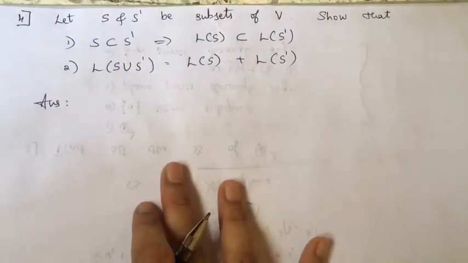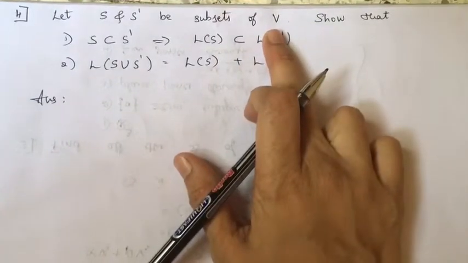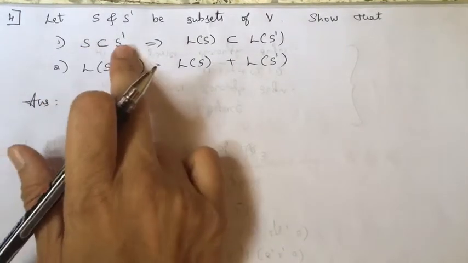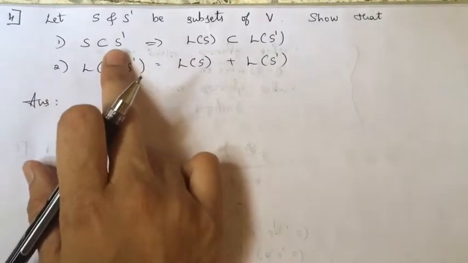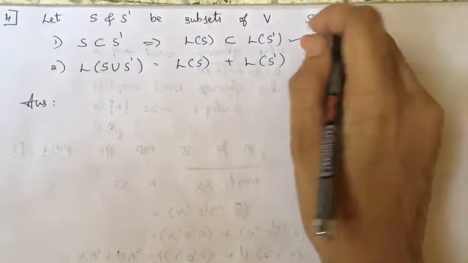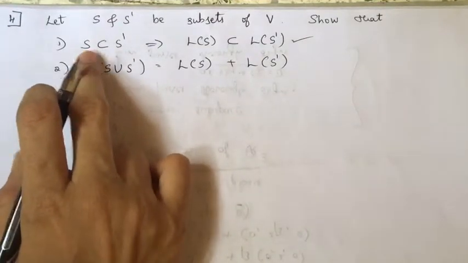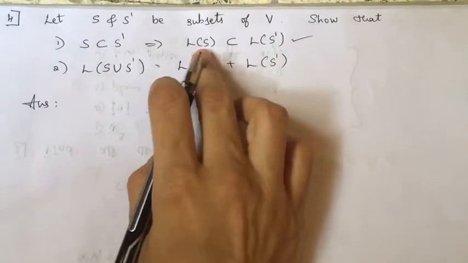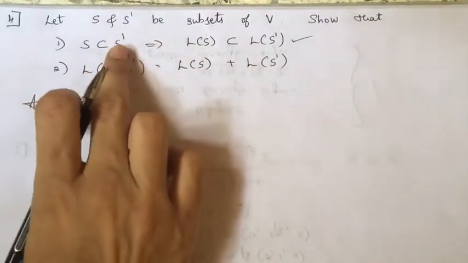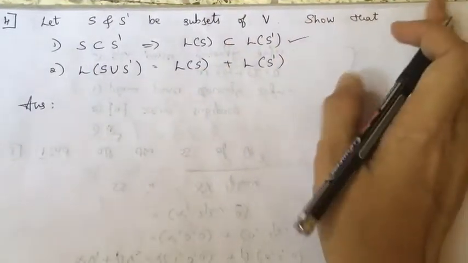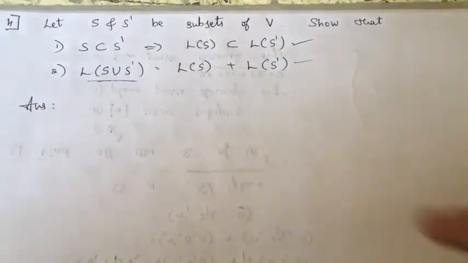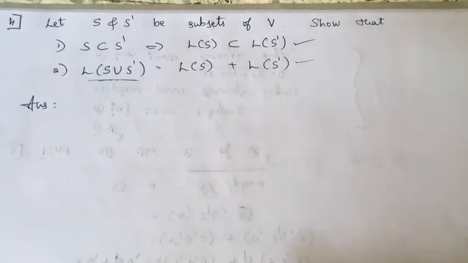Fourth problem is, suppose I have two subsets S and S dash of a vector space V. Then I have to show that if S is a subset of S dash, then L of S is a subset of L of S dash. And I also have to show another result. The first one is trivial, it's easy. Since we know that S is a subset of S dash, it clearly implies the linear span of S is a subset of the linear span of S dash, because this is contained in this. The second one I'm not writing, I'll just write the proof for it. I have to show that L of S union S dash is nothing but the sum of L of S plus L of S dash.